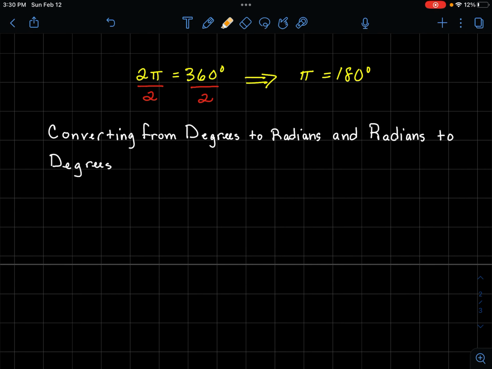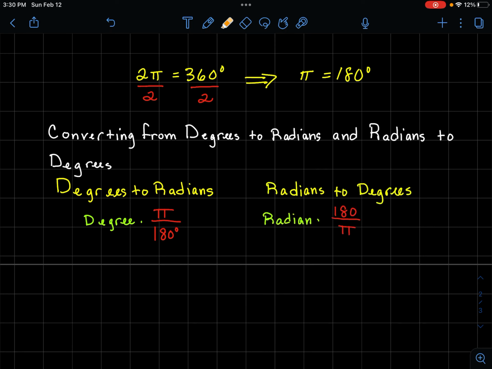Okay, and that's helpful for us because what we can do now is we can convert degrees to radians, and then we can take a radian and convert it back to a degree. And they're pretty simple formulas. Here are the formulas that we have. If we want to take a degree measure and we want to go to a radian, we'll take our degree and we'll multiply it by the fraction pi over 180.